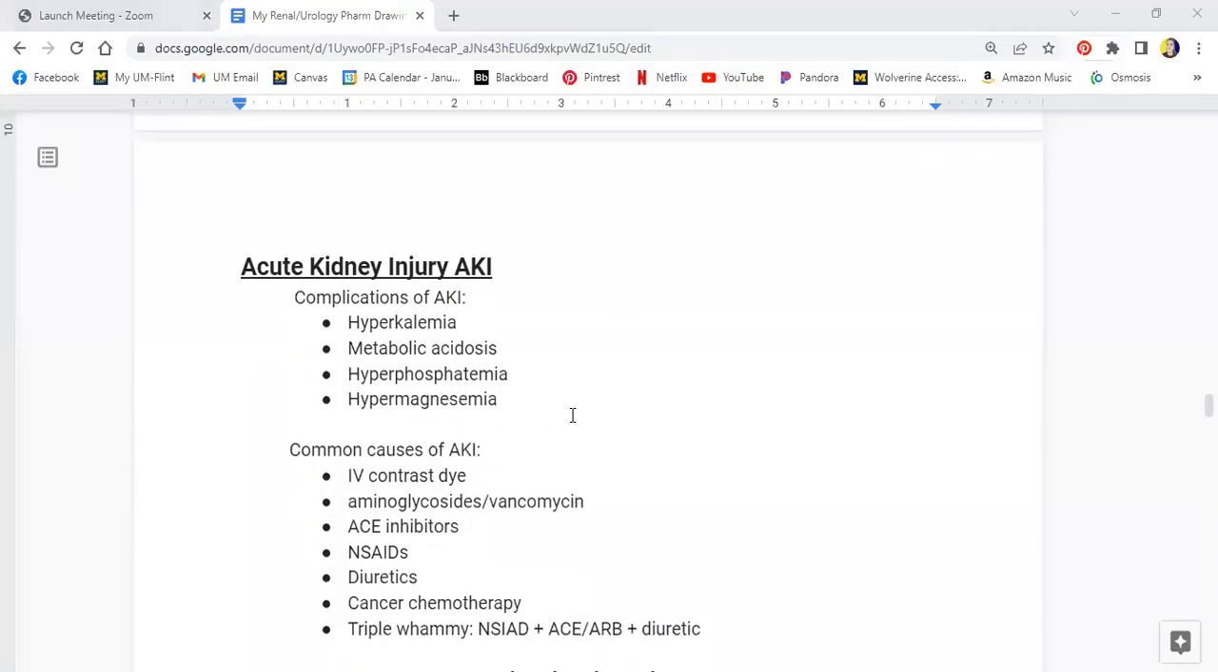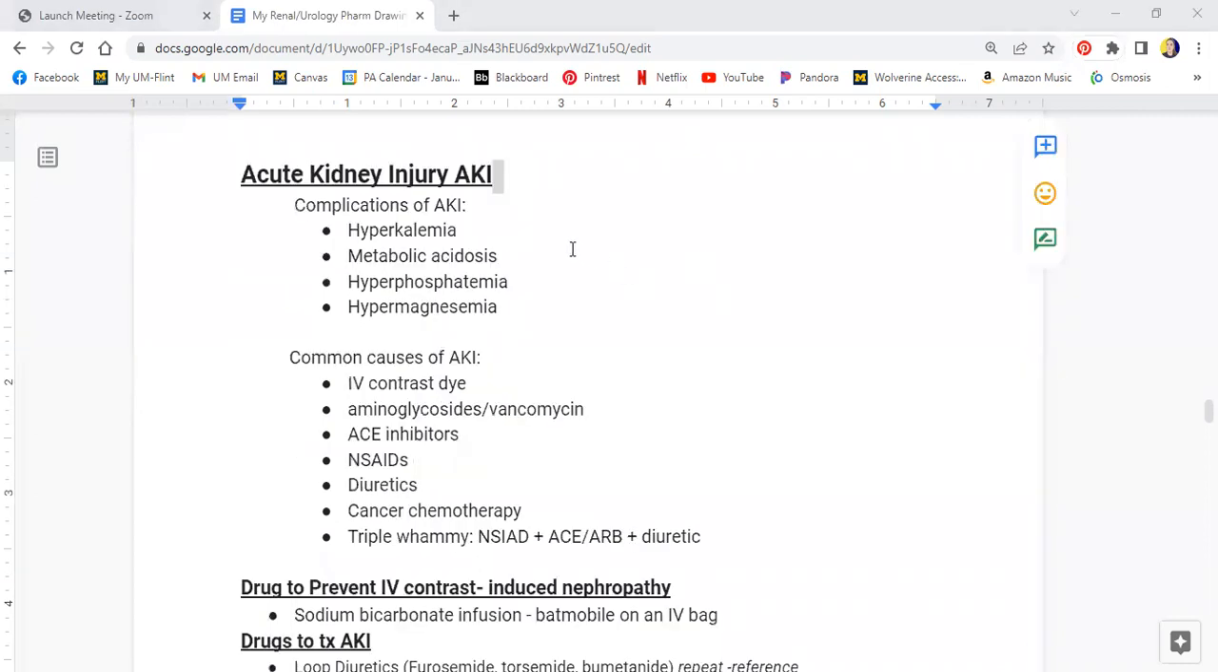So now we move on to acute kidney injury, and I don't have a lot of pictures for this, so I'm just going through what I have. So complications of acute kidney injury are hyperkalemia, so increased potassium, metabolic acidosis, hyperphosphatemia, so increased phosphate, and then hypermagnesemia, or high magnesium. Common causes of AKI are your IV contrast dye, your aminoglycosides and vancomycin, ACE inhibitors, NSAIDs, diuretics, cancer chemotherapy, and then your triple whammy, which is your NSAID, your ACE or ARB, plus your diuretic.